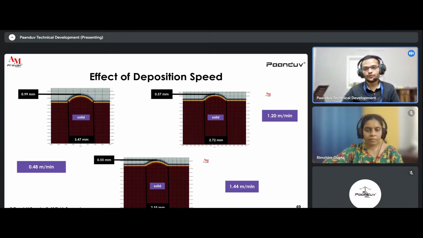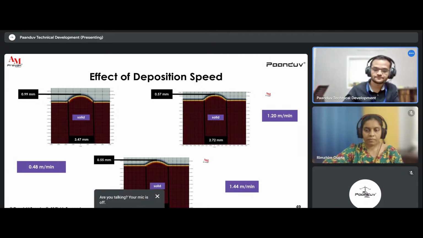For the case of 1.20 meters per minute of deposition speed, the bead height is 0.57 mm and the bead width is around 2.72 mm. And for the final case of 1.44 meters per minute, the bead height is around 0.55 mm and the bead width is around 2.55 mm.